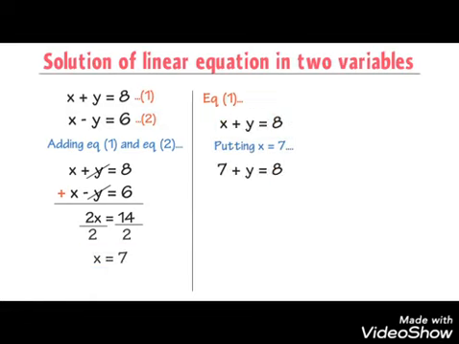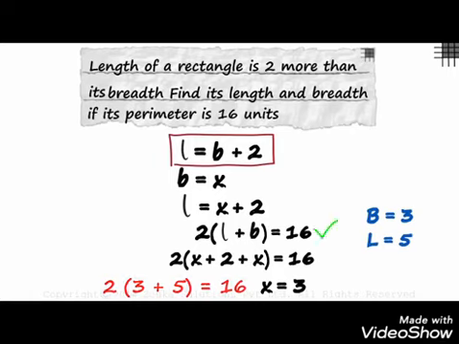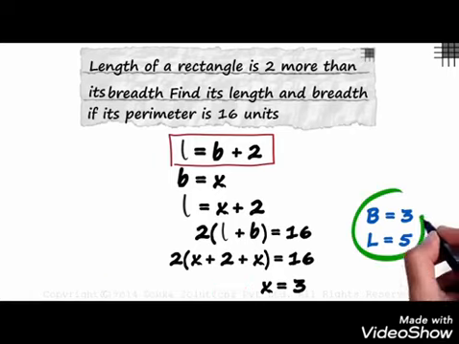As B is x, it will measure 3 units. And as the length is 2 more than its breadth, it will measure 5 units. Always verify your answer. Length is 2 more than its breadth. That's correct. And 2 times 3 plus 5 does give us 16. So we can be certain that this is correct.